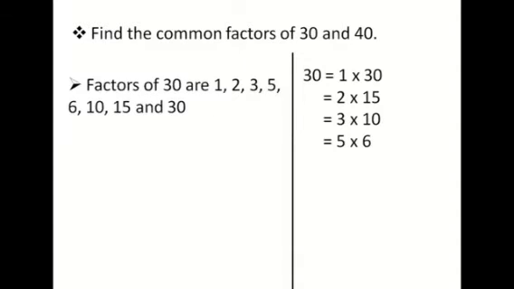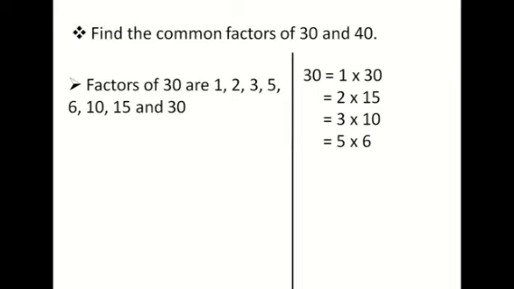For 6 5s are, 10 3s are, 15 2s are, 30 1s are, same. So we are not going to repeat. Okay. So write down all the factors of 30. What are those? 1, 2, 3, 5, 6, 10, 15 and 30.